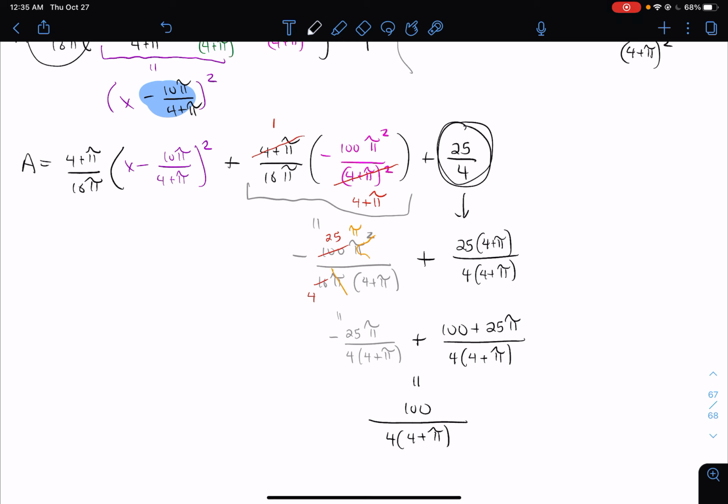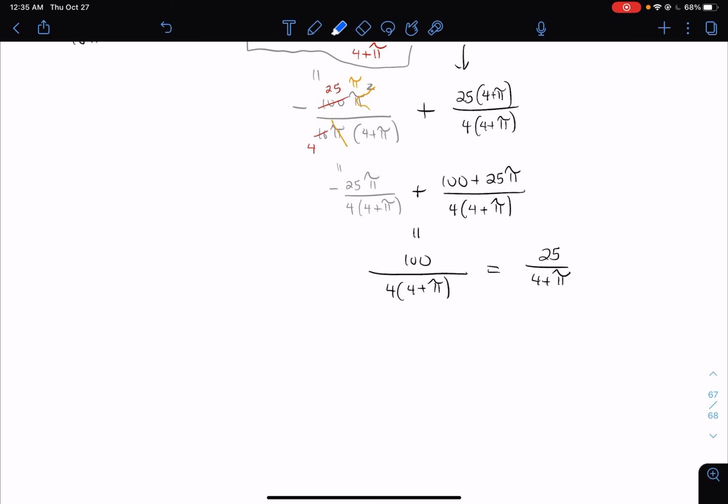I can cancel a little bit more with the 100 and the 4. I can divide both of those by 4 to leave me with 25 on the top and just 4 plus pi on the bottom. Okay, so that was what I got when I simplified all of this. It took me a few steps of algebra to get it, but it simplified quite a bit, which is nice.